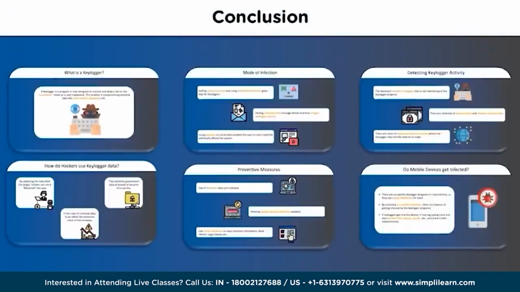Now that we have reached the end of the module, let's take a look at the summary. Firstly, we learned what exactly keyloggers are. Then we understood what different modes are present, how the system gets infected with the keylogging problem. Then we learned how to detect the problem in our system, and what different types of keyloggers are present on the net. We also understood how hackers use the recorded data from the program, and whether mobile devices get infected with the keylogging problem or not. And lastly, we understood what different points can be taken to prevent the keylogging problem from entering the system.